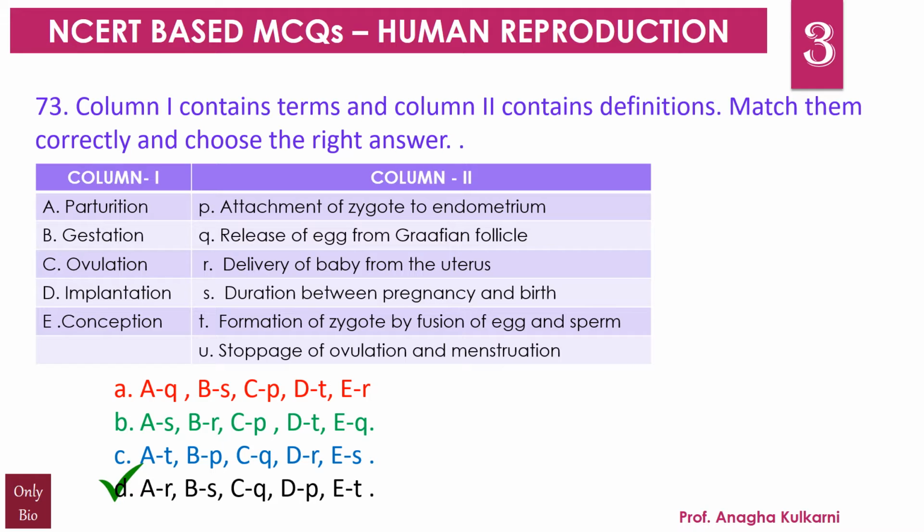D. A, R. That is, parturition is delivery of the baby from the uterus. B, S. That is, gestation is the duration between pregnancy and birth. C, Q. Ovulation. That is, release of egg from the Graafian follicle. D, P, that is implantation, attachment of zygote to the endometrium. E, T, that is conception, is formation of zygote by fusion of egg and sperm. So that's the right answer.